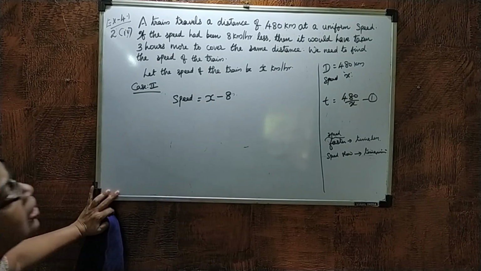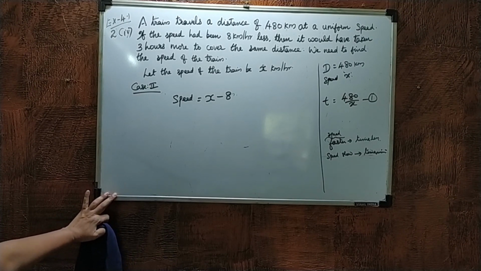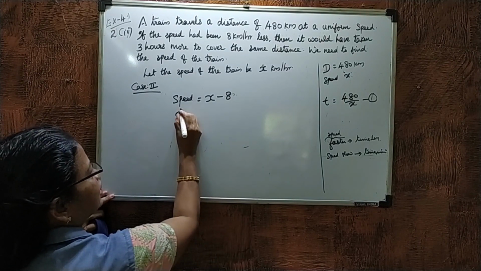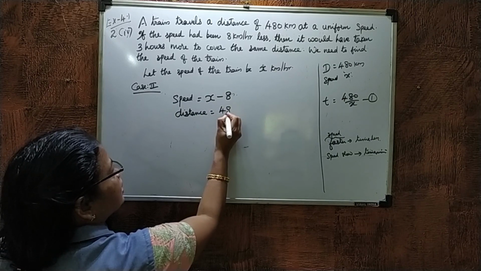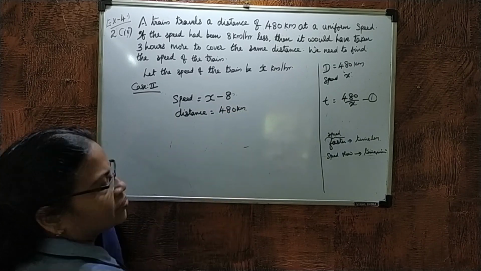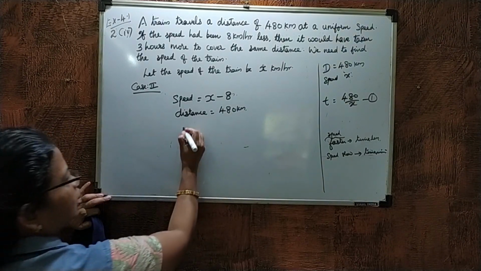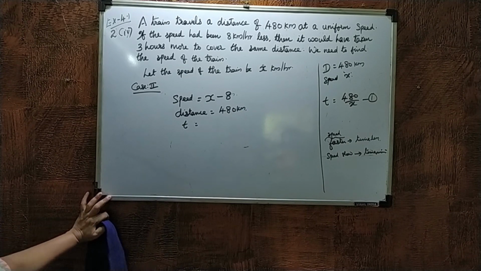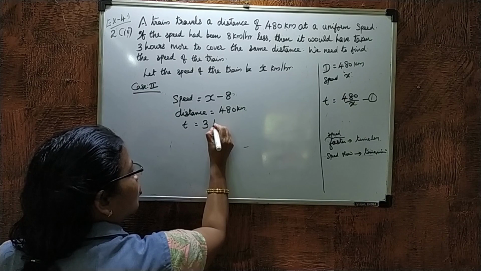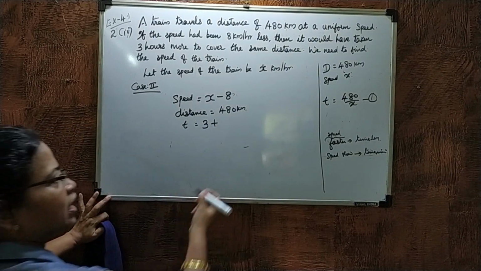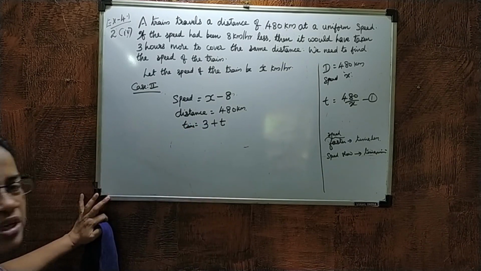Then what is the next one? Time. Time is given 3 hours more to cover the same distance. So the same distance is there. That means distance is equal to 480 kilometer. Clear? Same distance means it will be 480 kilometer. Time, what did they tell about time? 3 hours more. More means what? Plus. So 3 hours more than what? Earlier time. Earlier time was t. So here time is equal to 3 plus t.